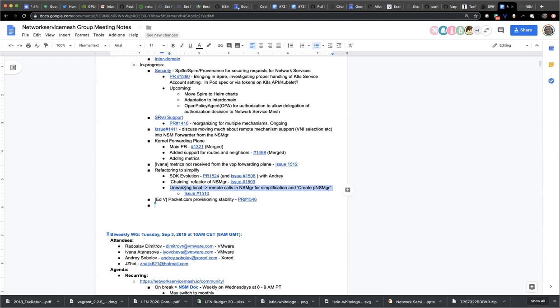The last one, which is a little bit more involved, you may want to take a look at the issue: the linearization of the local to remote calls in the network service manager. Right now, if you get a request from a pod saying, I want to talk to a network service, there's a lot of complicated logic around whether that network service is remote or local. This branching of logic creates a lot of complication. By simply saying that if you get a local request in, we always make a remote request, it vastly simplifies things, even if that remote request is just looping back to the same network service manager. It also gives you the ability to create the proxy network service manager that we've been talking about for a while, which I know people have been very excited about.